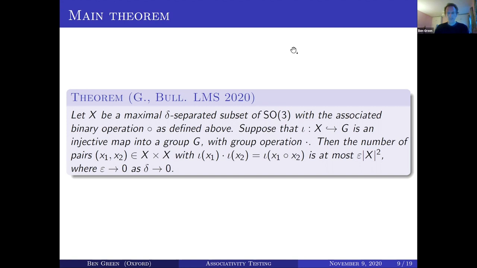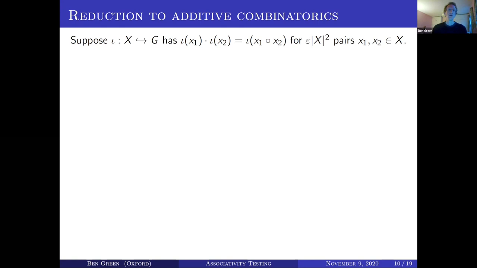Right, so let me first of all explain how the proof of this theorem can be reduced to a question in additive combinatorics. Additive combinatorics is a misnomer for this, really. There's nothing additive going on. It's all multiplicative, in group operations. So here's the argument. Suppose I have an embedding iota from this set X to a group G, which does respect a proportion epsilon of the pairs X1, X2. So in other words, it takes the circle operation, which is this weird rounding operation, to the group operation on G a positive fraction of the time.